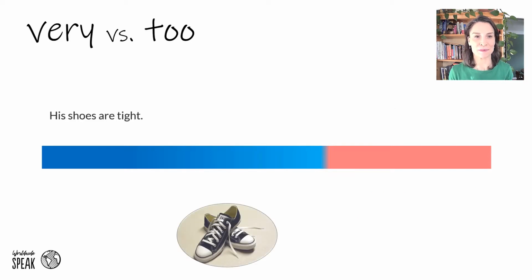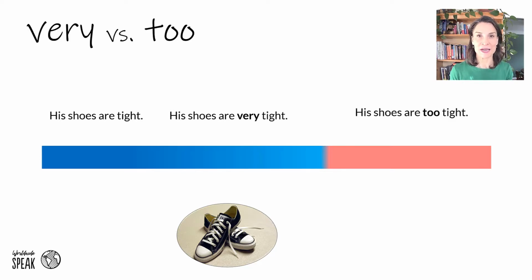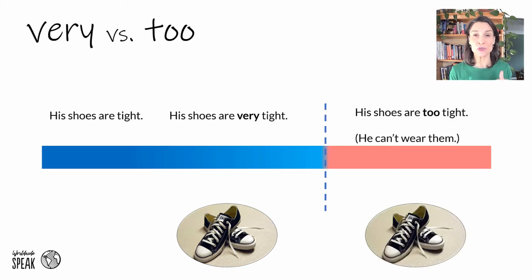Let me show you one more example. I might say his shoes are tight, like a small amount of space here for his feet. I want to emphasize this, so I say his shoes are very tight. But when I say his shoes are too tight, this means he can't wear them because they are so tight. This has crossed some kind of line now. It's excessive and it's not possible for him to wear the shoes because they are tight. And I use the word too to express this. They are too tight.